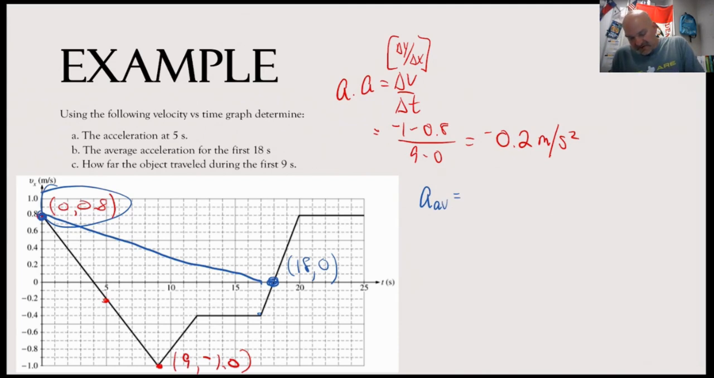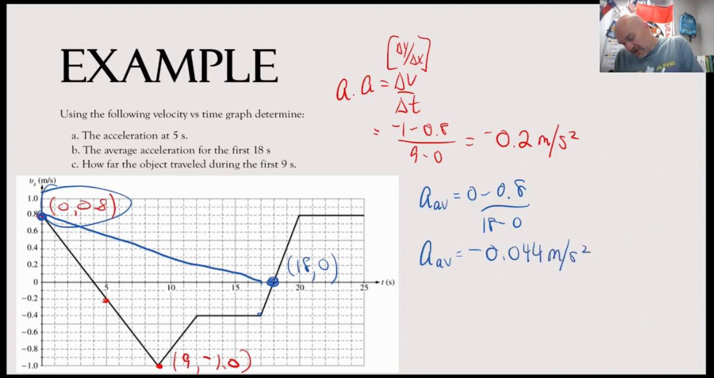Okay, so it's going to be average acceleration, and it's going to be 0 minus 0.8 divided by 18 minus 0. So negative 0.8 divided by 18. And so I'm going to get an average acceleration of negative 0.044 meters per second squared. Again, average meaning secant. So note that I made a line that connected the 2 points, t equals 0 seconds, t equals 18 seconds. Found the slope of that.